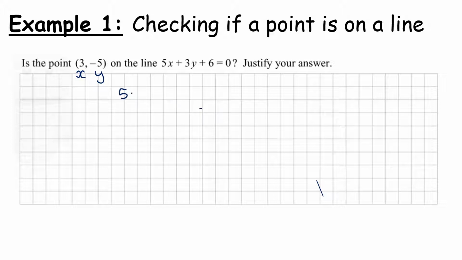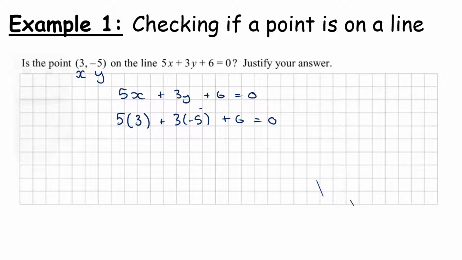The equation of the line is 5x plus 3y plus 6 equals 0. And this is 5 times, instead of x I'm putting in 3, plus 3 times minus 5 plus 6 equals 0. What we're trying to do is to see, does this work? Because if that point is on the line, this equation should be valid, i.e. the left-hand side should equal the right-hand side. If it does not, then that point is not on the line.